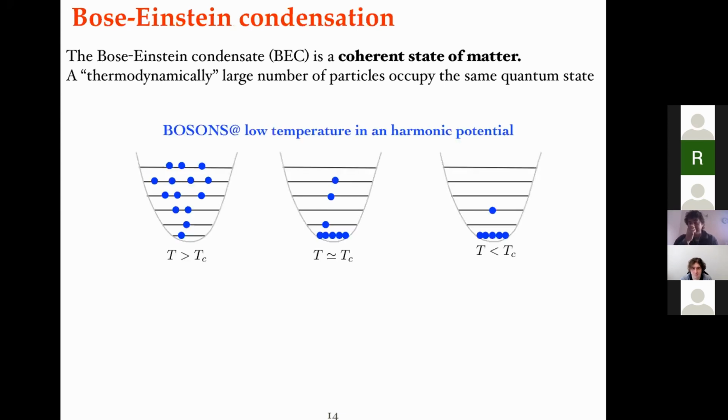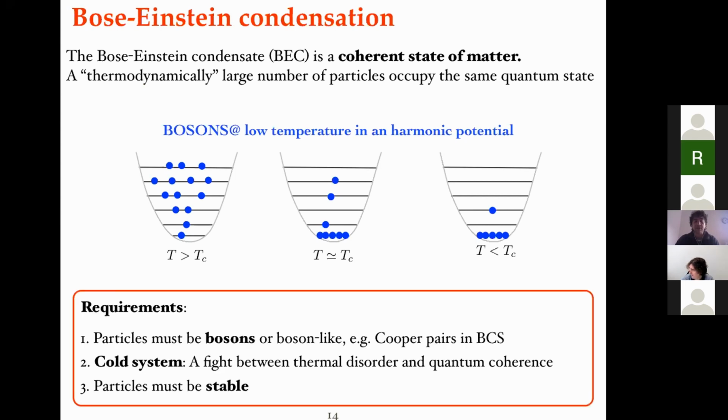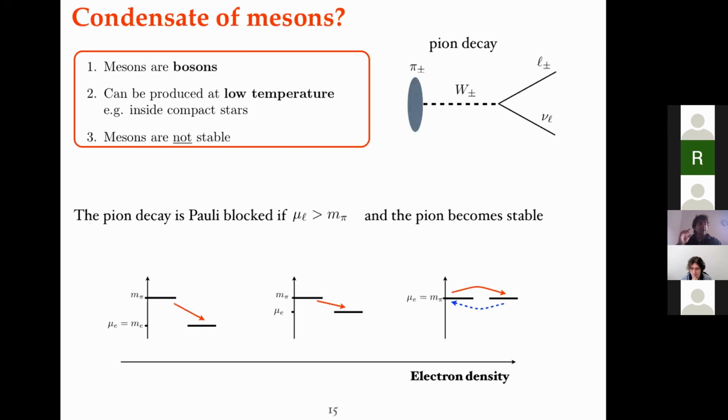Basically, when you reduce the temperature in a bosonic system, you can have a large occupation number of the lowest lying level. In order to have this, the recipe is that you need bosons, or boson-like objects like Cooper pairs. The system should be cold because there's a fight between thermal disorder and quantum coherence, and the particle must be stable. For pions, we know that pions are bosons. We can cool them, they are really cool inside compact stars, but they are not stable. They tend to decay weakly, typically into muons because of velocity. Anyway, they decay into leptons.